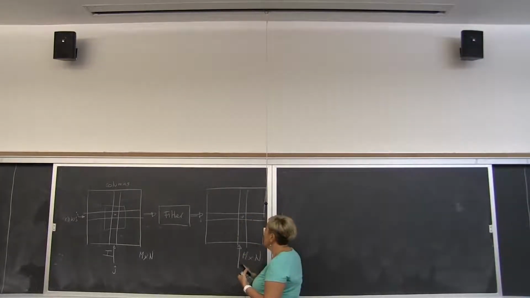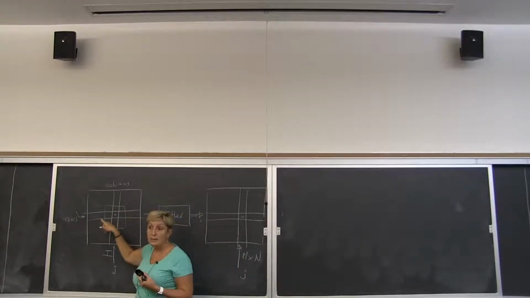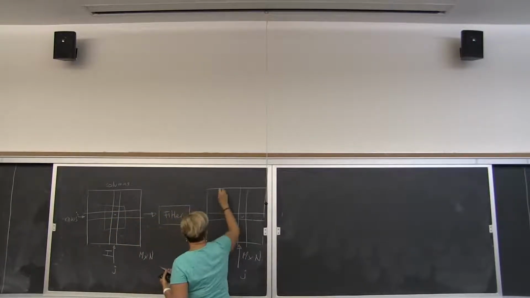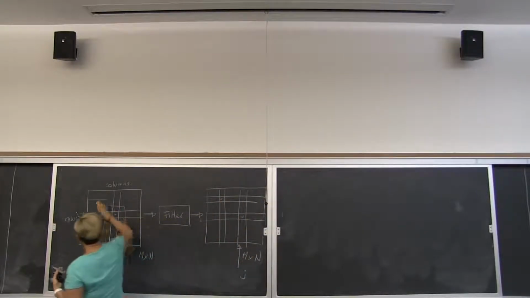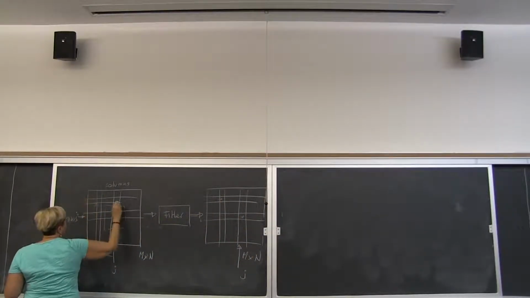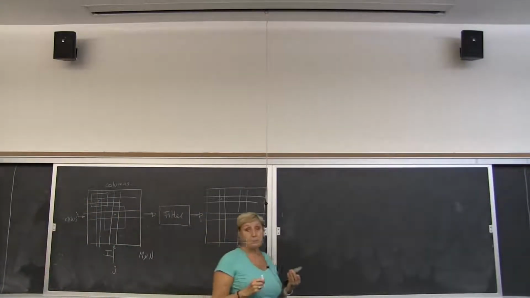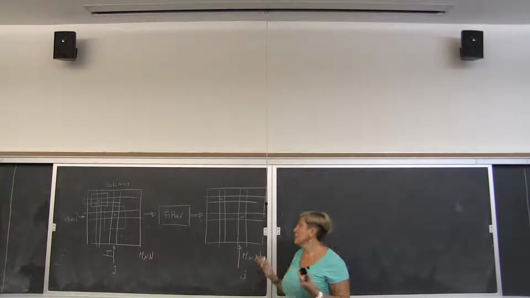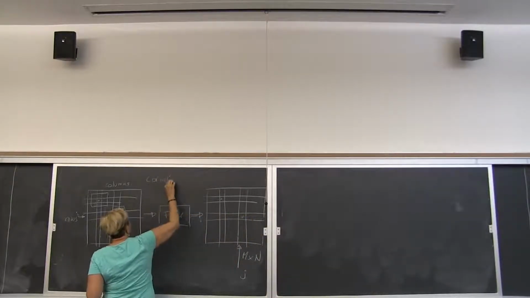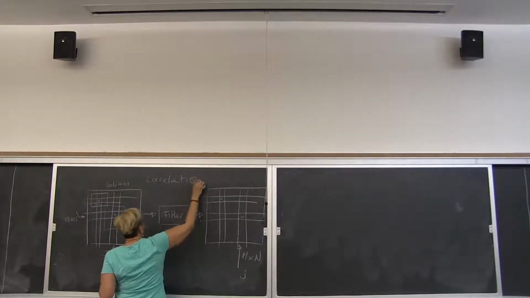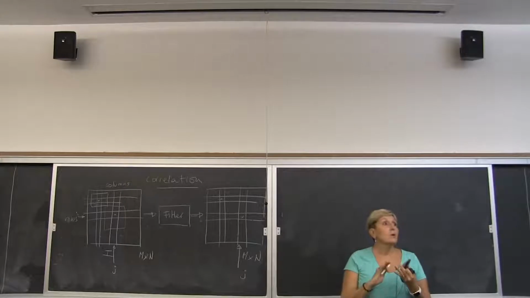Okay, so to figure out what to put here, I'm going to be looking at these 9 guys, for example, but to look at what I put here, I will come to the same location here and also look at the 3 by 3. Now, the most common operation that we're going to do is correlation. Okay, how do I do correlation?